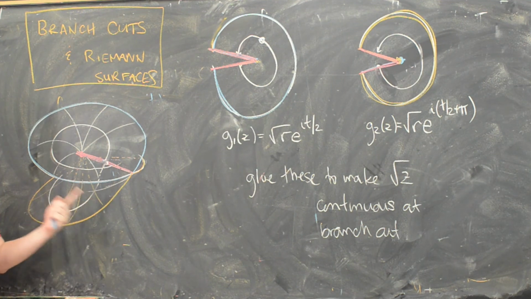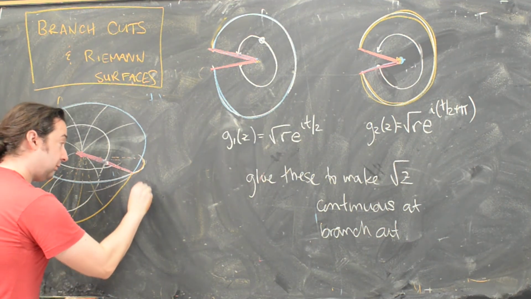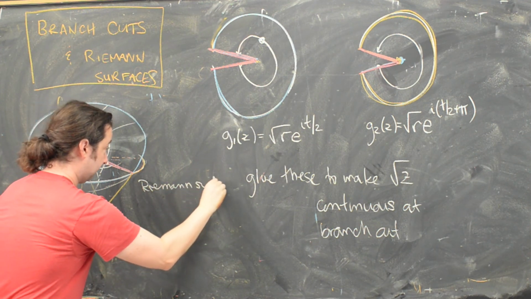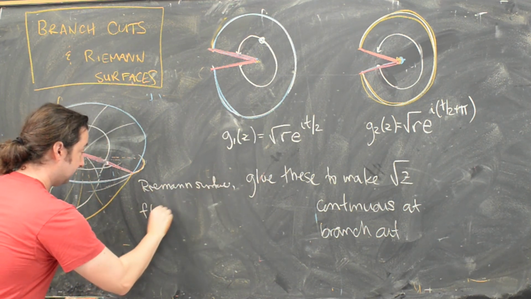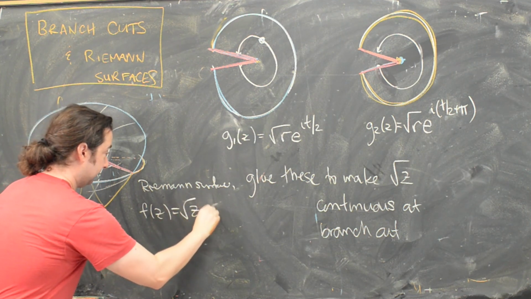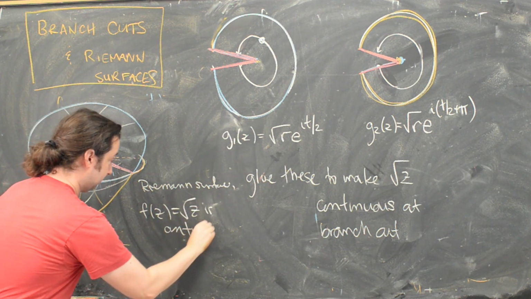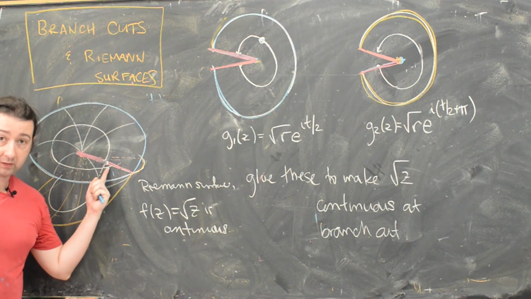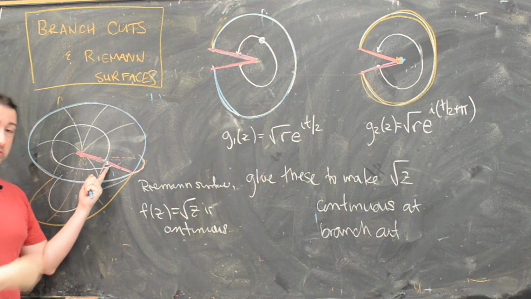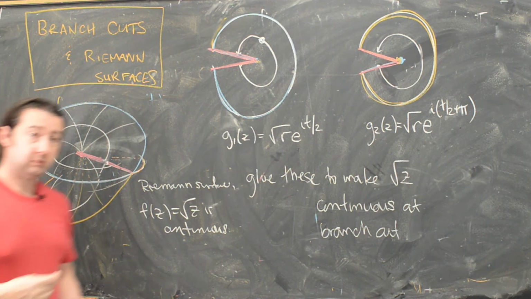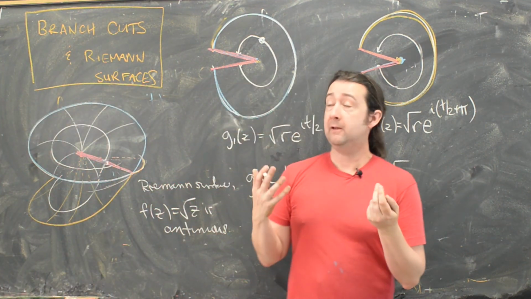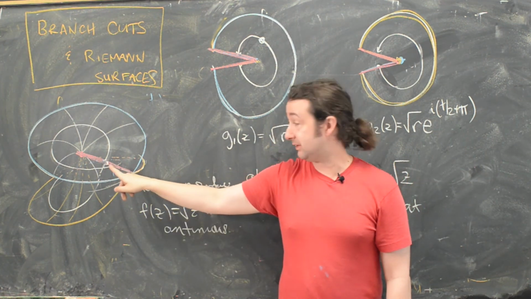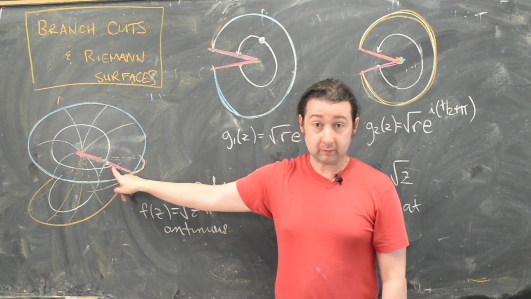Okay? The reason that you do this is because on the Riemann surface, f of z equals the square root of z is continuous everywhere. So as I pass through the branch cut, it tells me the way to shift the definition of the function. So you can think about the Riemann surface as sort of representing a multi-part definition of a function that accounts for the fact that I have this line that I've got to be really careful of.